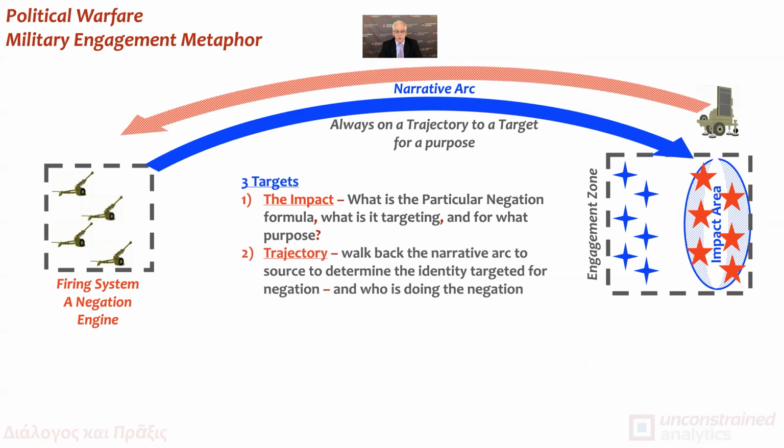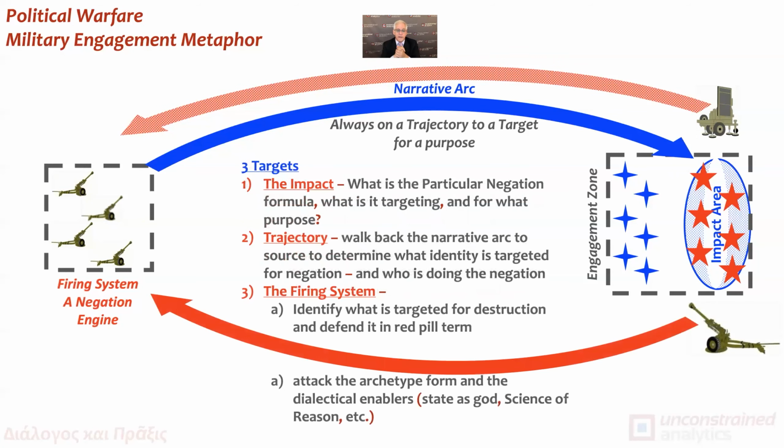Two, trajectory. Walk back the narrative arc to the source to determine the identity targeted. What are they targeting for negation? And who is doing the targeting for negation? And finally, three, the firing system. Identify what is targeted for destruction and defend it in red pill terms. Never defend your red pill high value ideal using blue pill language, because it means you're in the blue pill domain. You're trying to defend reality in the pseudo reality. Attack the archetype form that specific attack represents, which is to say you're hacking the dialectical enablers. Remember, the state is God, science of reason, etc.